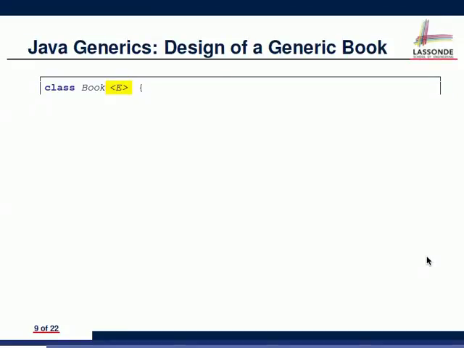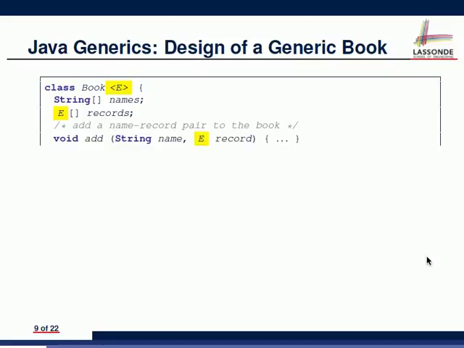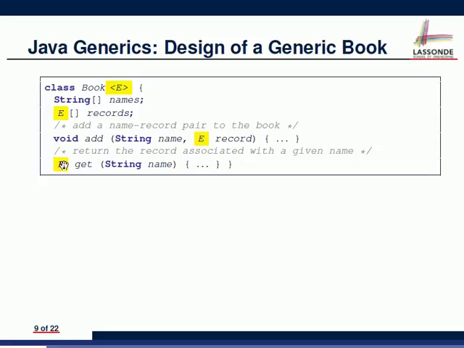So now, line number 1. Class book, and then it's parameterized by E. Also we have string names, and now we have E type rather than objects. The record type over here is also E, and the return type is also E, not object anymore. Every occurrence of object has been replaced by E. And at the class declaration level, we declare E over here.